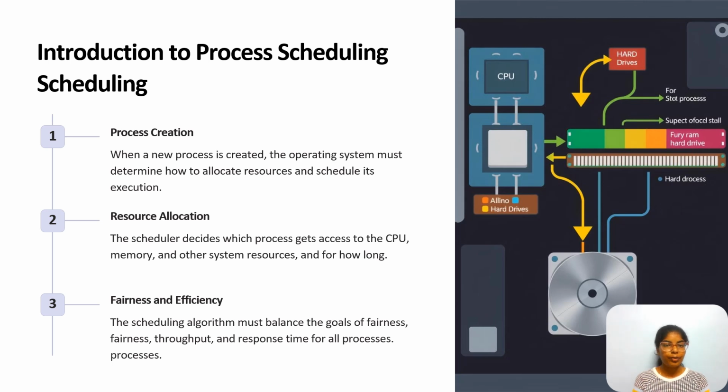Introduction to process scheduling. First step is process creation. When a new process is created, the operating system must determine how to allocate resources and schedule its execution. Second step is resource allocation. The scheduler decides which process gets access to the CPU, memory, and other system resources and for how long. Third step is fairness and efficiency. The scheduling algorithm must balance the goals of fairness, throughput, and response time for all processes.